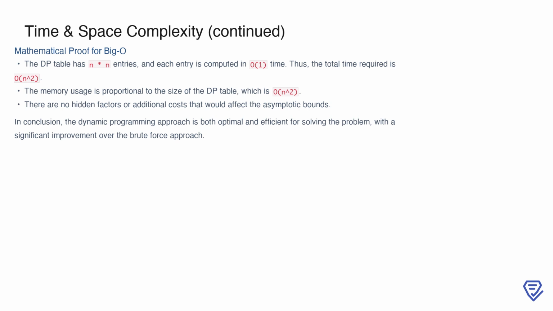Since there are no additional hidden costs or factors that could affect the asymptotic bounds, we can conclude that the dynamic programming solution is both optimal and efficient for this problem. It provides a dramatic improvement over the brute force approach, making it well suited for handling larger inputs.